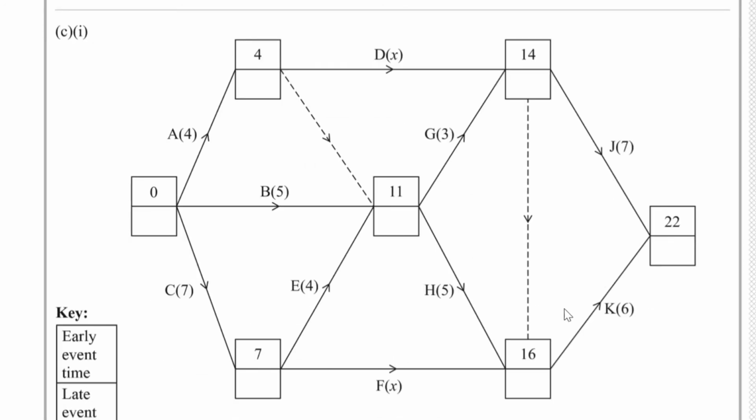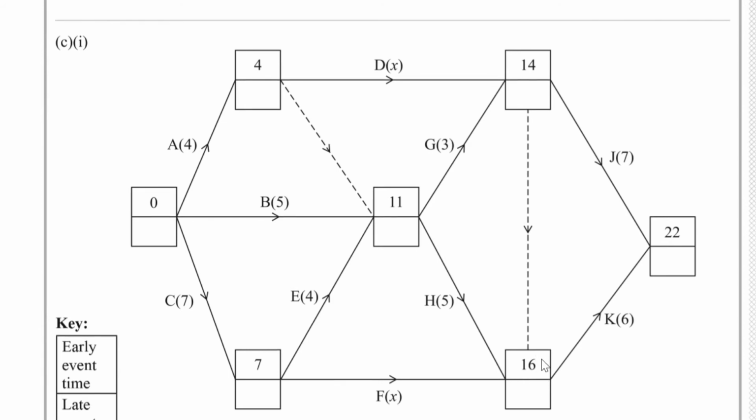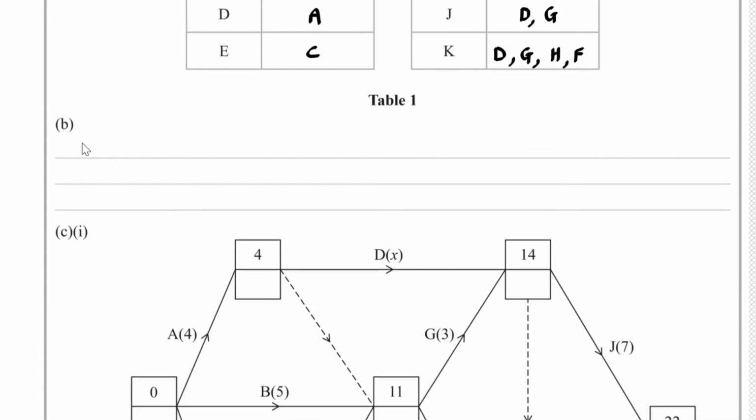Well, here is our table. Now, if we think about the difference between 7 and 16, that difference is 9. So 16 subtract 7 equals 9. And what we also see is 14 subtract 4, that's 10.